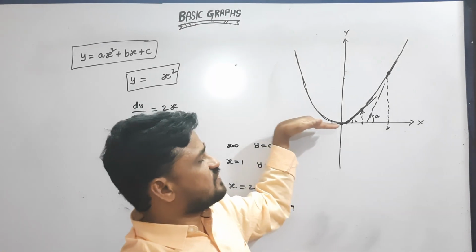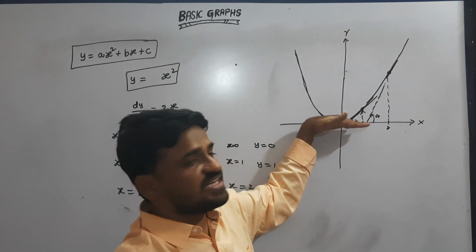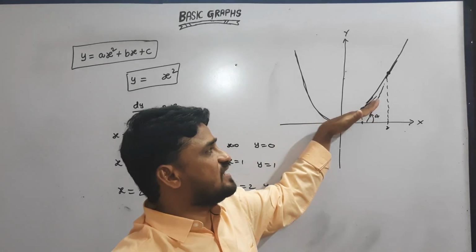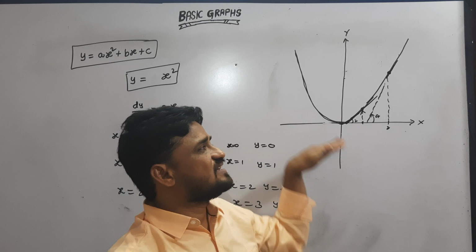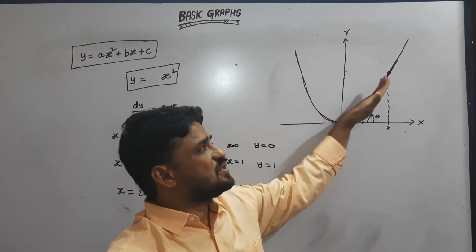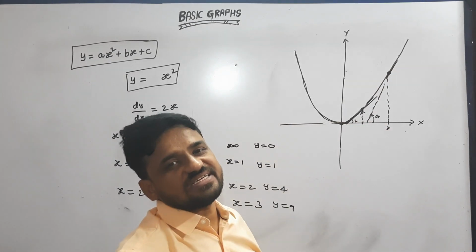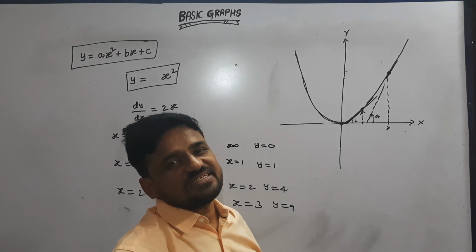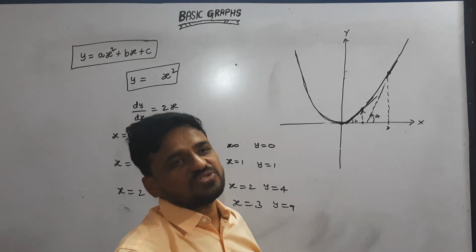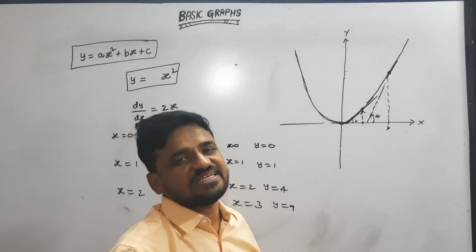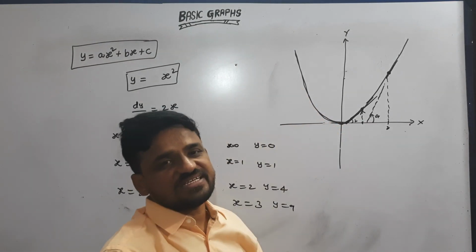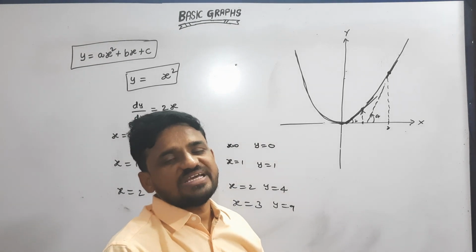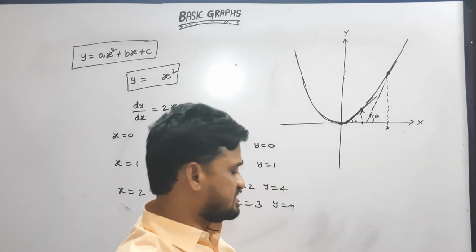Here in this graph, we study about slope. Initially slope 0. Gradually slope increases. As x value increases, slope of the graph increases. This side also, as x value increases, slope of the graph increases.